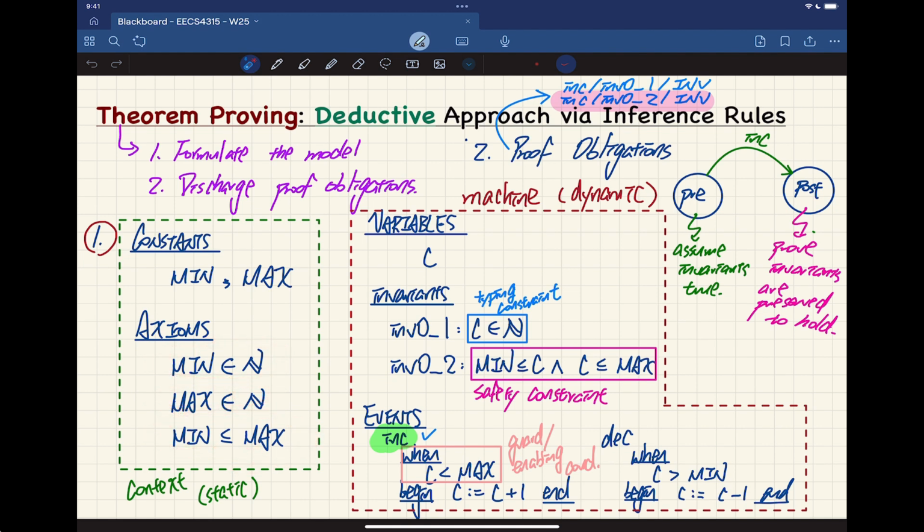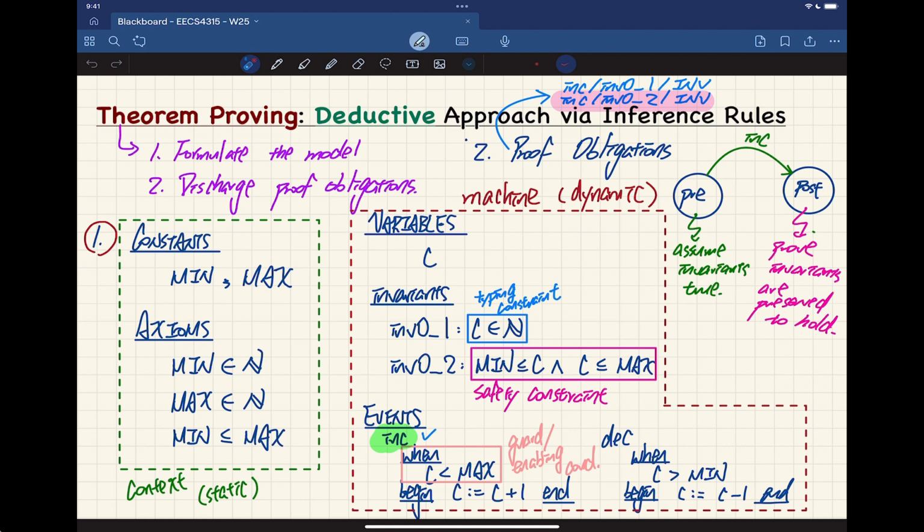All right. And for the dynamic part, which might change as the system evolves, we got variable C, the counter, and also we got 2 invariants. If you recall, the convention is, in the theorem proving approach, we assume that we may have to have subsequent refinements into the system. So the model we're having right now is just the initial model.